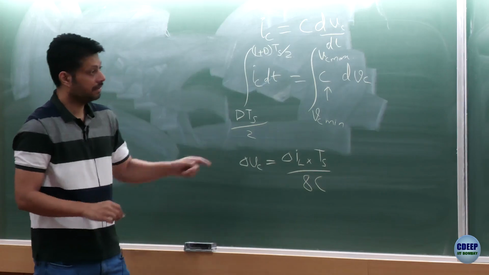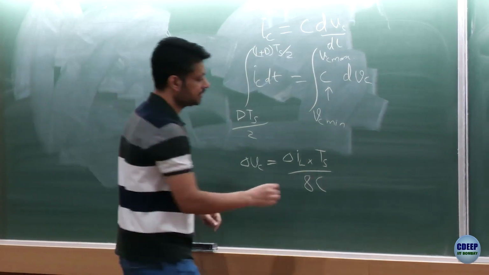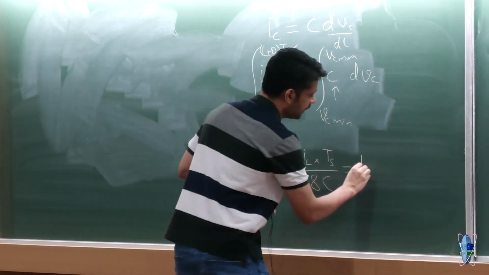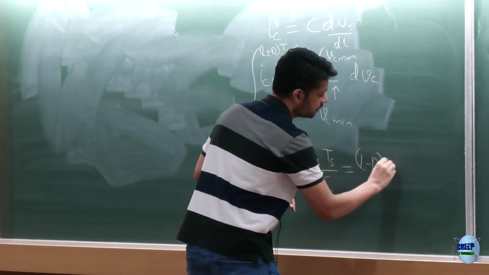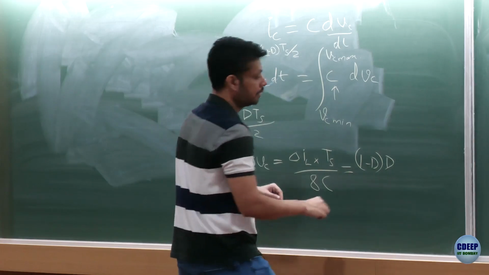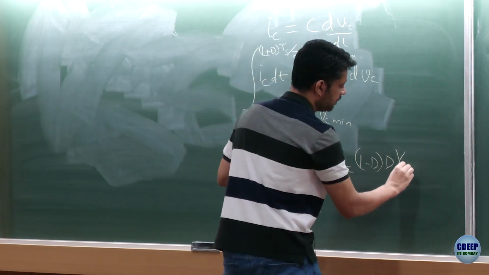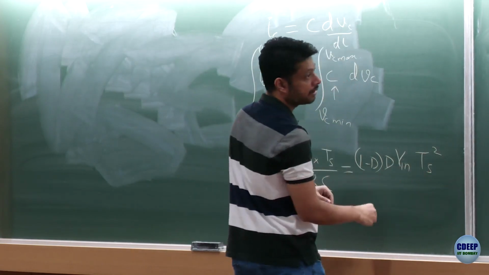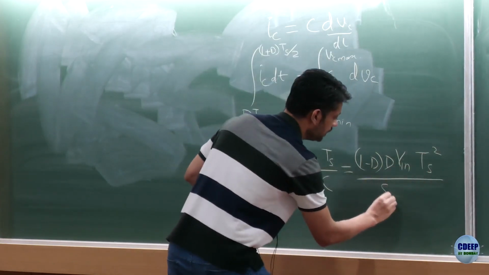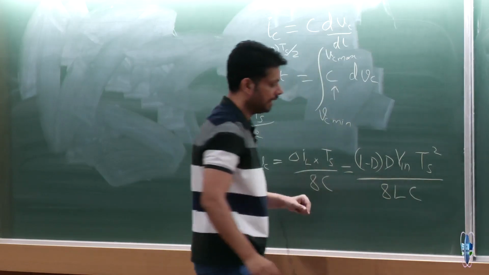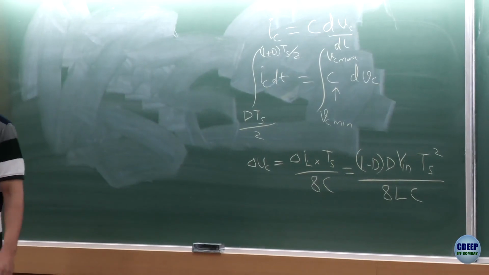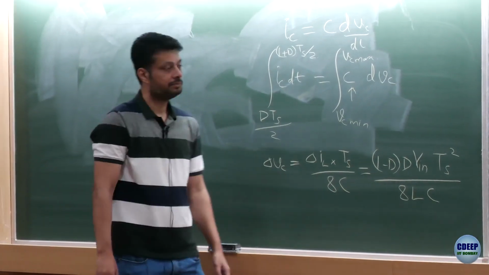Okay, and let us also substitute delta IL, just for looking at the big picture. (1 minus d) times Vin times Ts squared upon 8LC. I don't remember it, so if anyone thinks it's not correct, let me know.